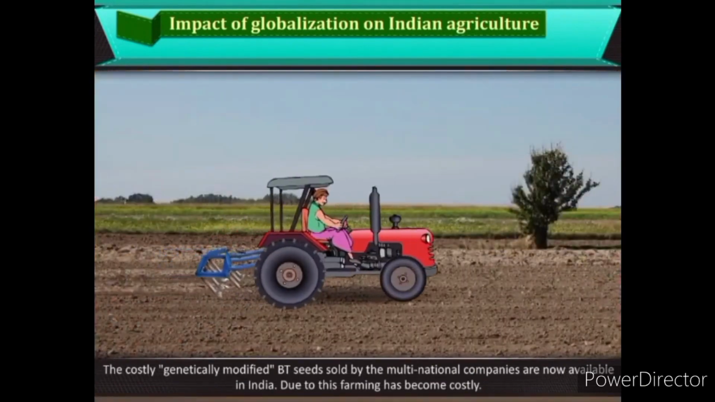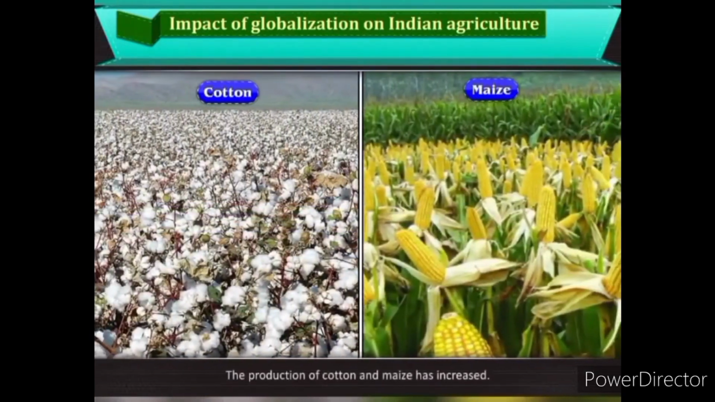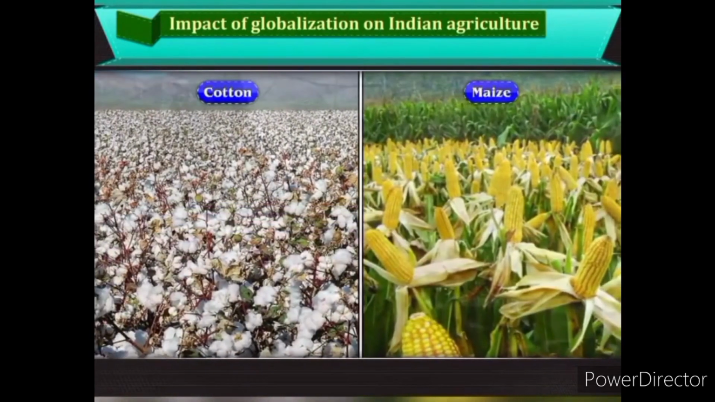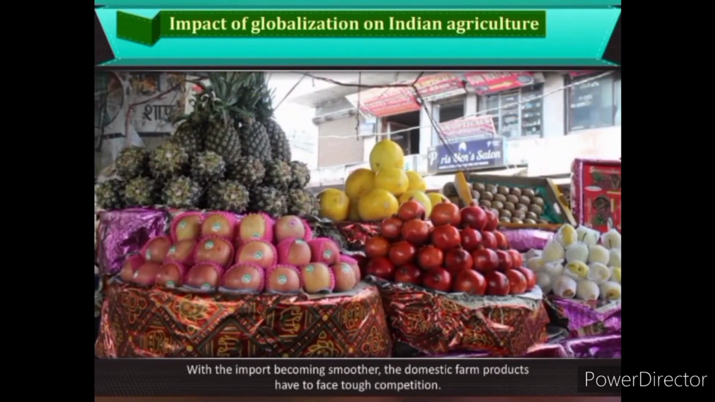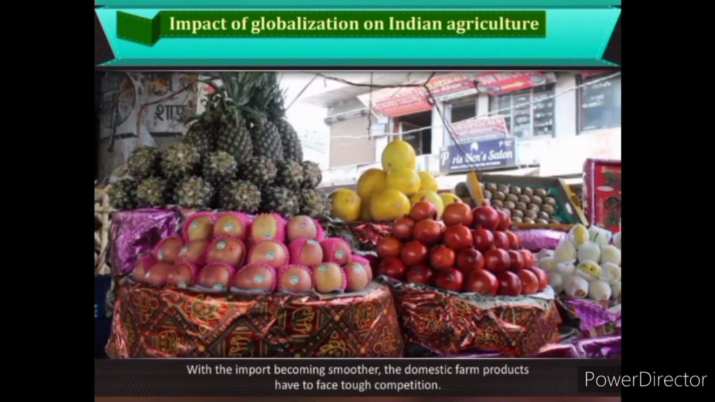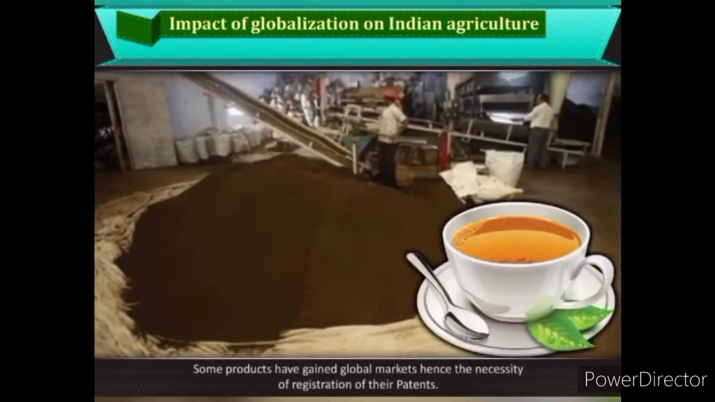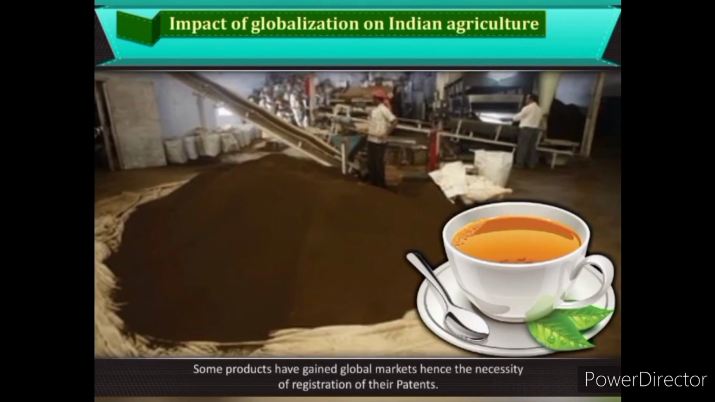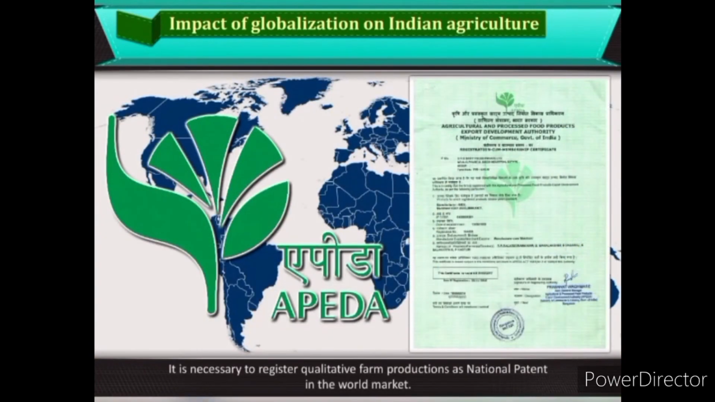Due to this, farming has become costly. The production of cotton and maize has increased. With the imports becoming smoother, the domestic farm products have to face tough competition. Some products have gained global markets, hence the necessity of registration of their patents. It is necessary to register qualitative farm productions as national patents in the world market.